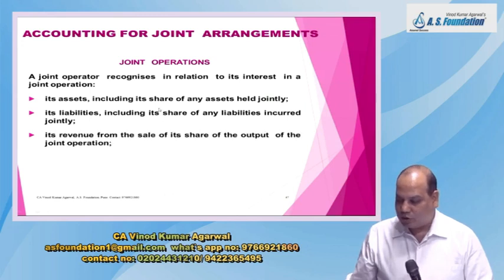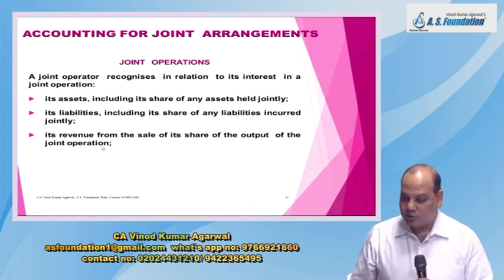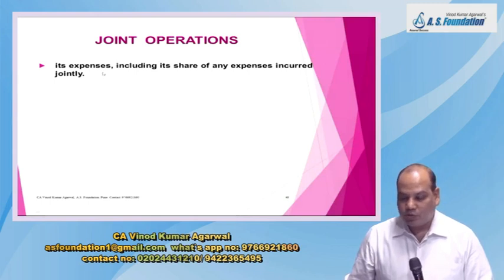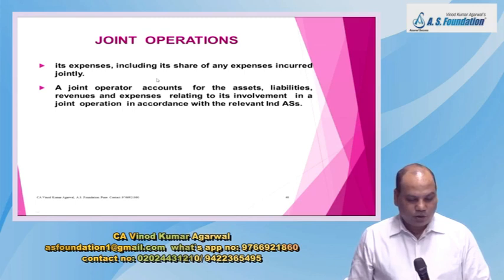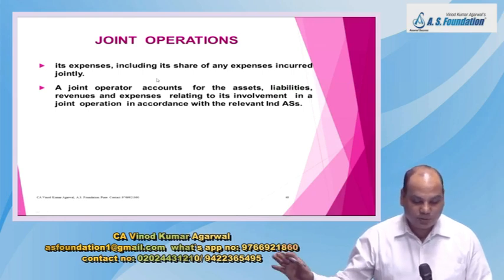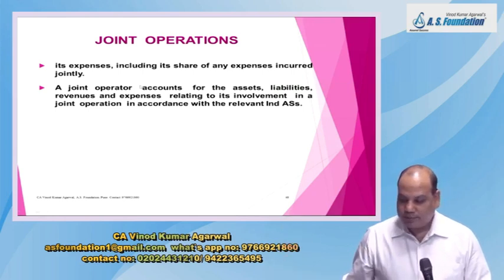Any share in the common liability, and then its revenue from the sale of its share of the output of the joint operation. So your share in revenue from joint operation. Point 4, its expense, means whatever expense for which you are directly responsible, plus its share of any expense incurred jointly. So they could have just written in one line: your own asset, liability, income, expense plus your share in asset, liability, income and expense of the joint operation.